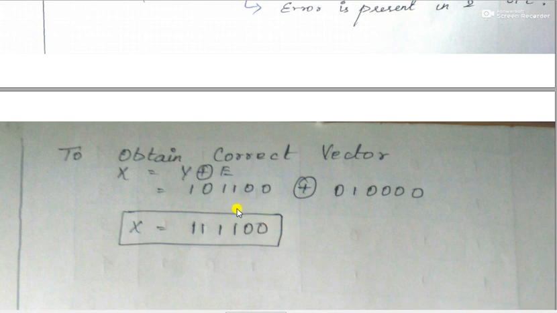But we received 1 0 1 1 0 0. So one bit is in error in the received vector. We found the second bit is the error. That is the aim of this problem.